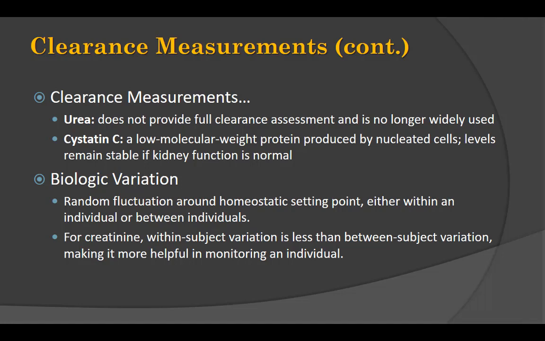Within subject variation is less, and between subject variation is also less, making it more helpful in monitoring an individual. So there is no diurnal variation or variation with the food, the diet the patient is taking. So creatinine is quite stable. That's why it can be used as a good indicator of renal glomerular filtration rate. Make sense?